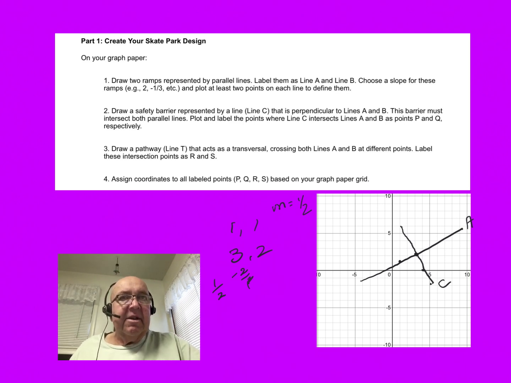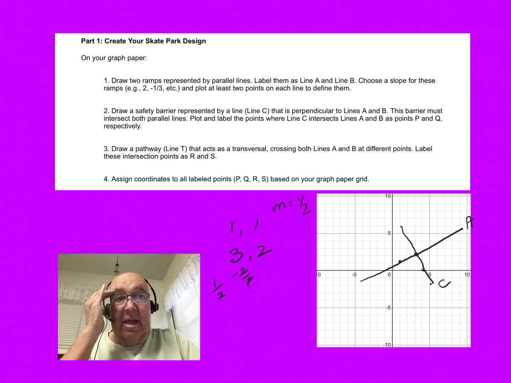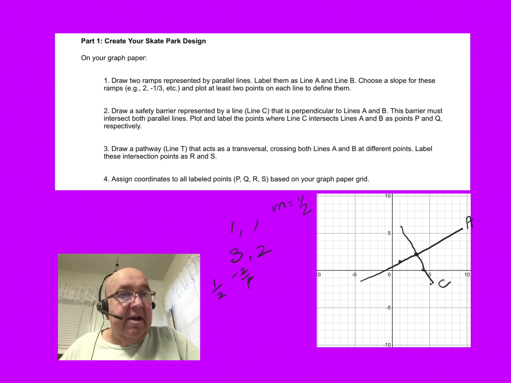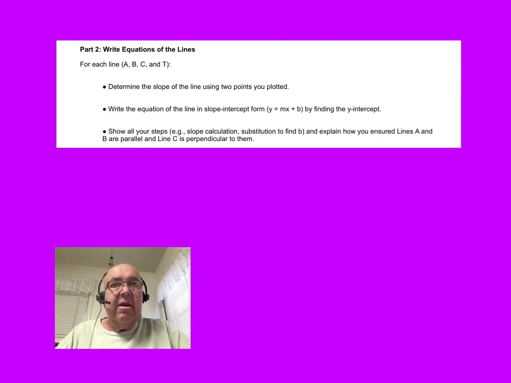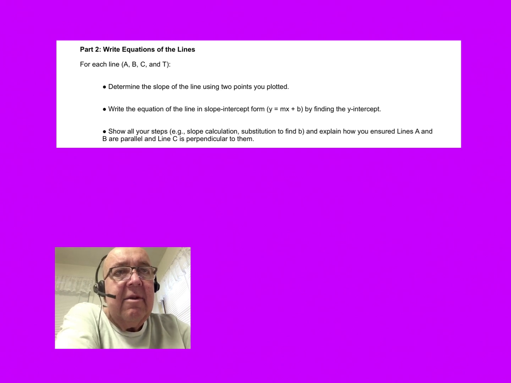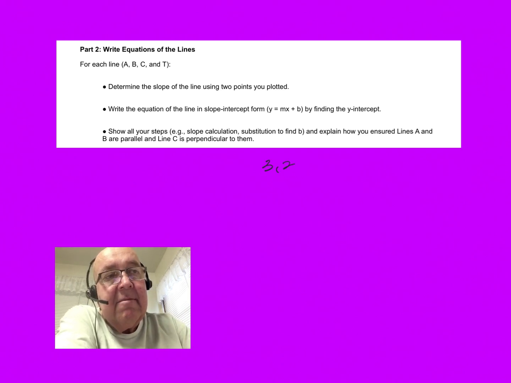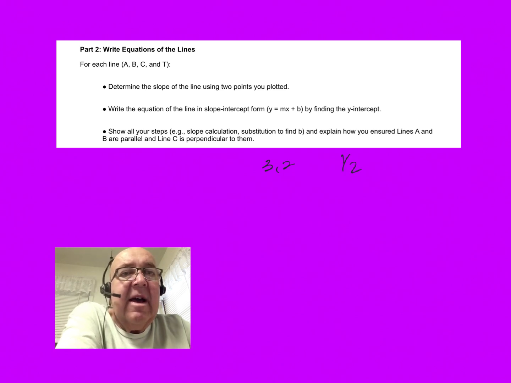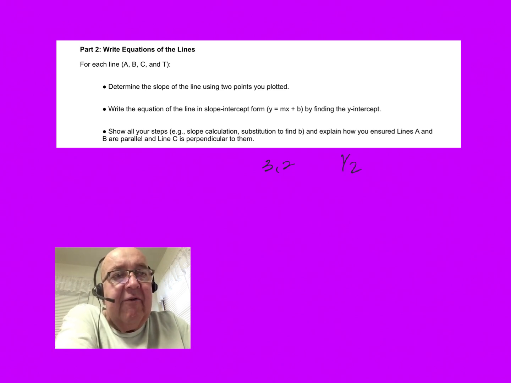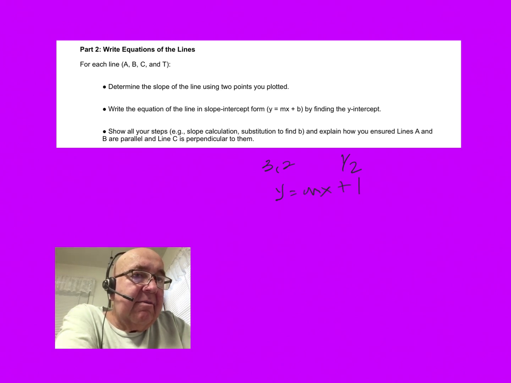So the next thing that you're going to want to do is create the equations. Keep in mind that my slope in my first line is 1/2, and I used (3, 2) for a point. I'm going to write the equations in the form y = mx + b, which you should remember from algebra. m is considered slope and b is the y-intercept.